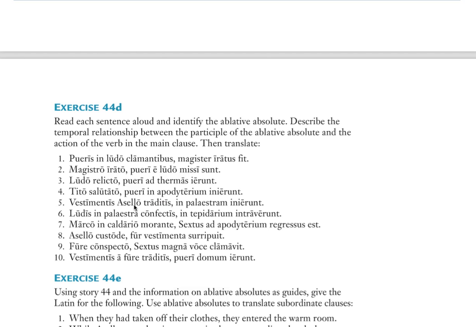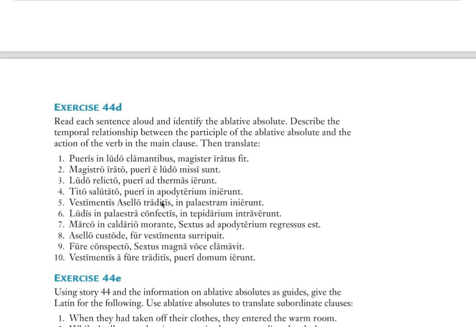A cellus is the slave who watches the clothes while the family goes into the baths and they're doing their thing. So this is a similar sort of pattern to the first one, except now we have traditis, which comes from trado, tradere, tradidi, I want to say, traditus. We get the word tradition from this. Tradition are things that are handed down by our ancestors to us. So this is something about handing over or handing down. And it works with vestimentis, which means clothing.